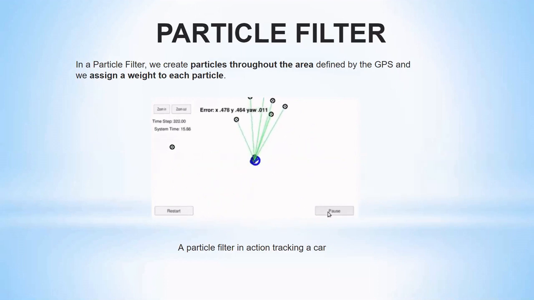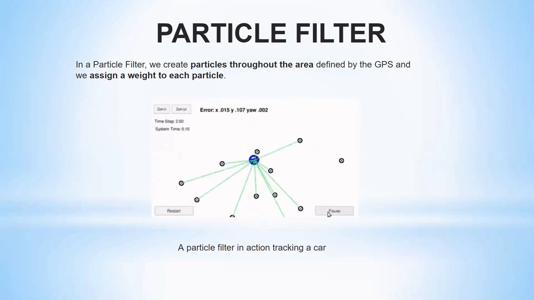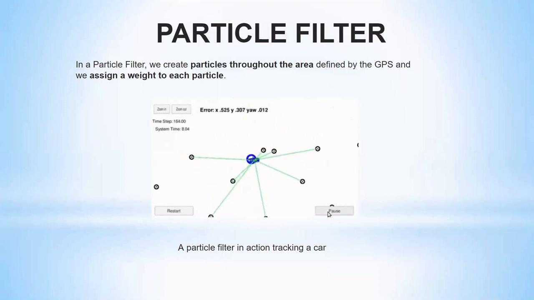Here we have a video showing a particle filter in action, tracing a car in a simulated environment. The circular points are the landmarks in the map. The green lines are the laser sensors from the car to these landmarks, and the blue circle is the closest particle that is tracking the car. We notice how closely the particle tracks the actual car.